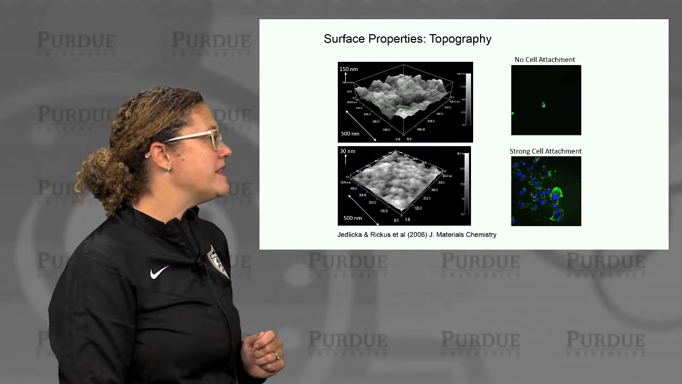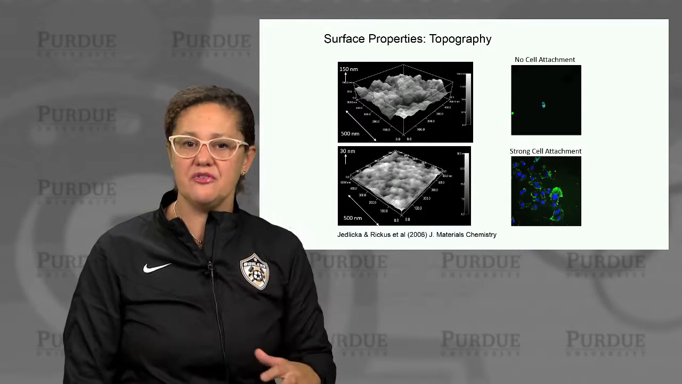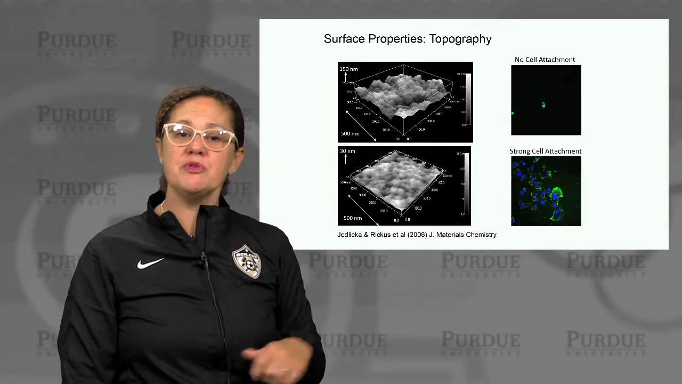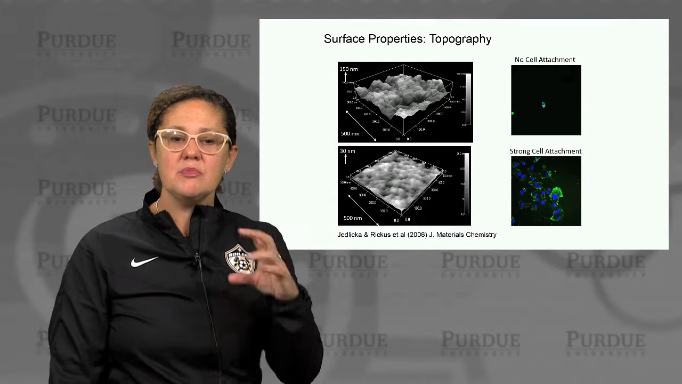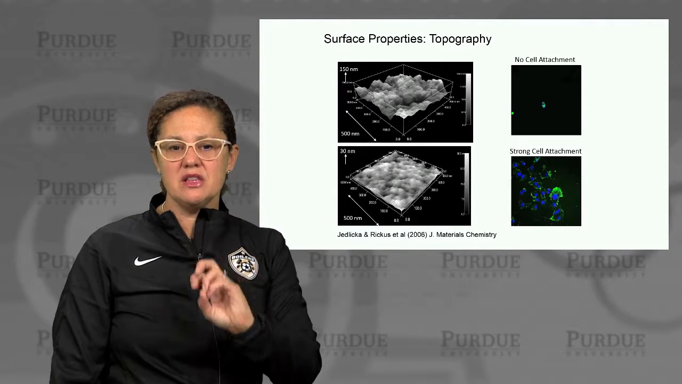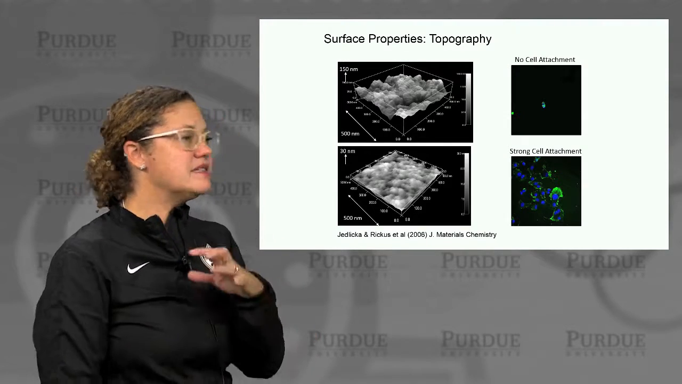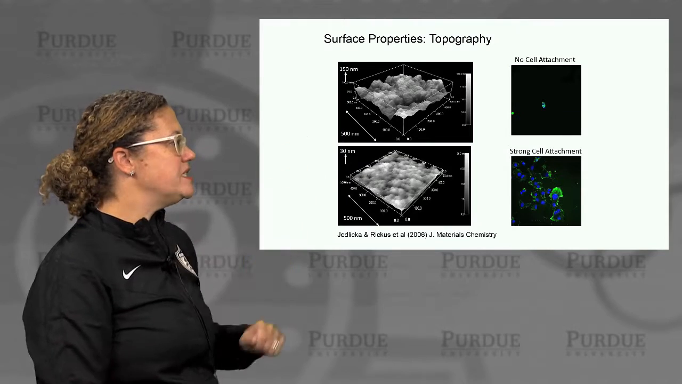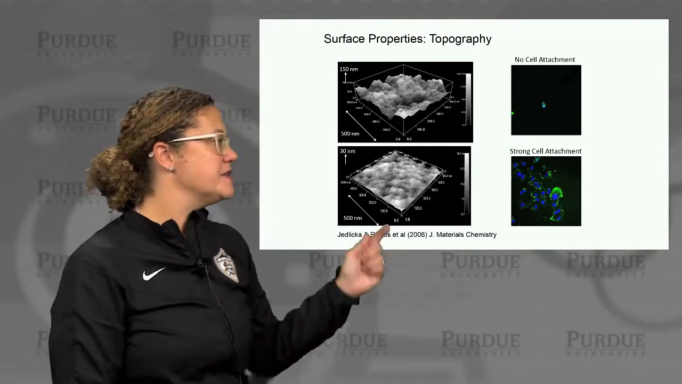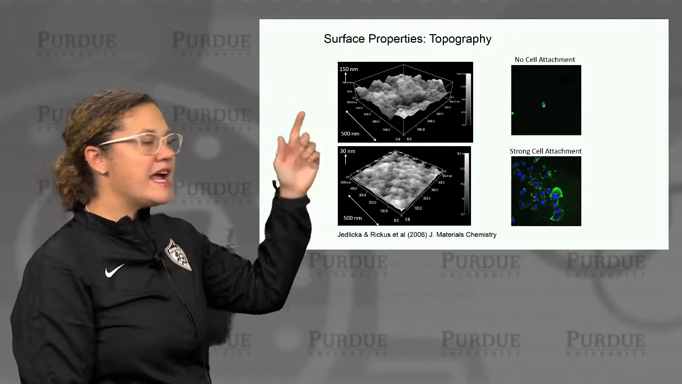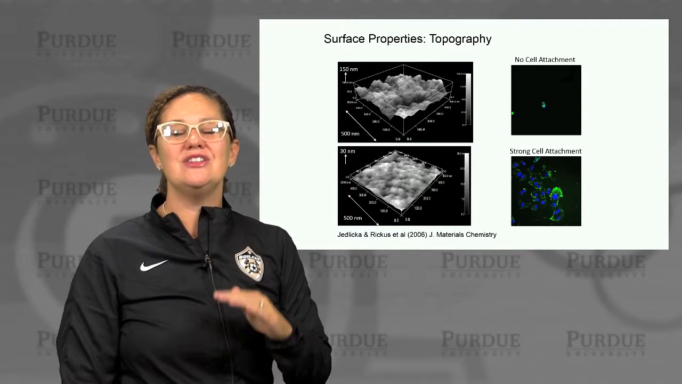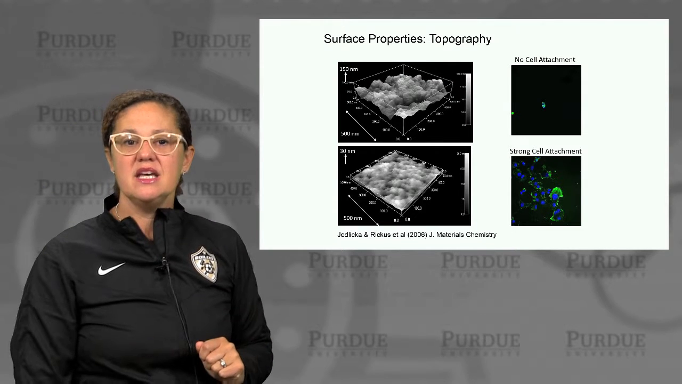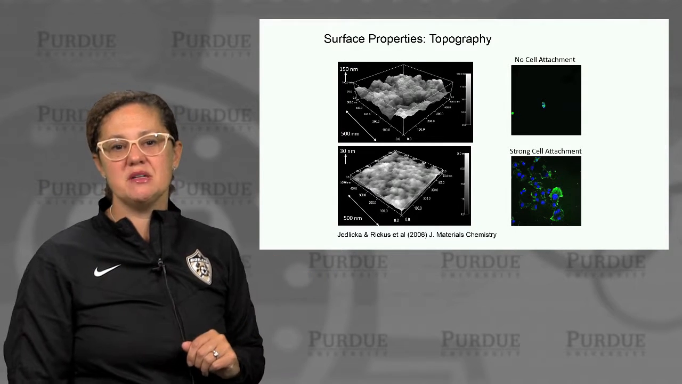So another property that can be very important is the topography, particularly at the nano and the micro scale. Remember, these proteins that are adhering are living in the nanoscale, right? And cells are micro scale structures. So here we have two materials. These are silica-based materials produced in my lab that are identical chemically in every way. They've only been processed differently in order to change their surface topography.